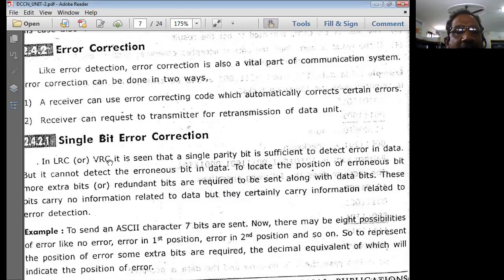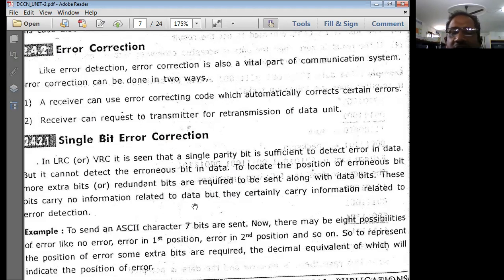Similar to LRC and VRC, which use parity bits, also called redundant bits or extra bits, they are sufficient to detect the errors in this particular data. But they cannot locate the erroneous bit in the data. So if the error bits are going to be more than one, this particular code is going to fail. So to locate the position of the erroneous bit, more extra bits or redundant bits are required to be sent along with the data bits.